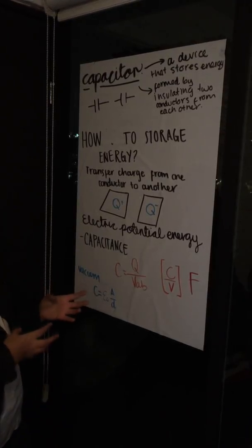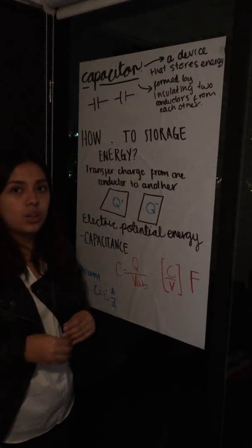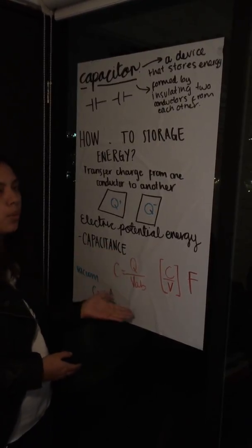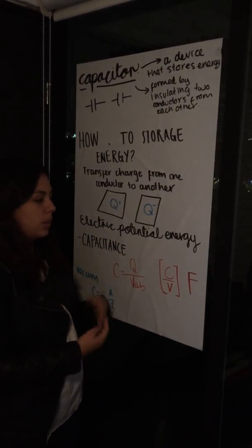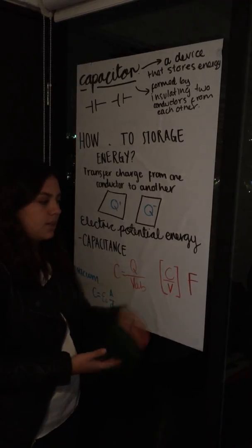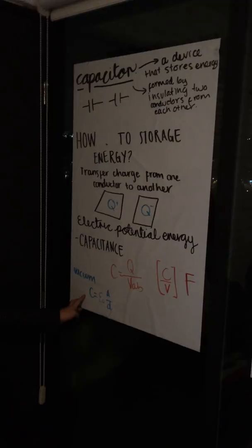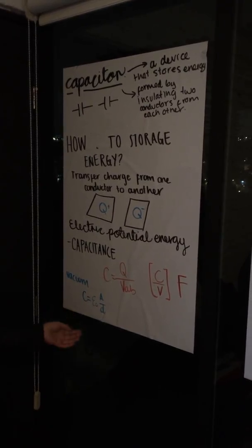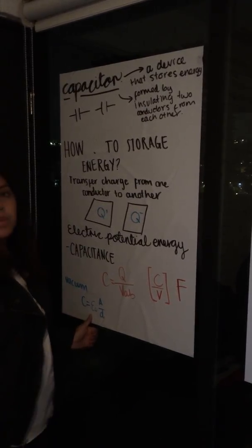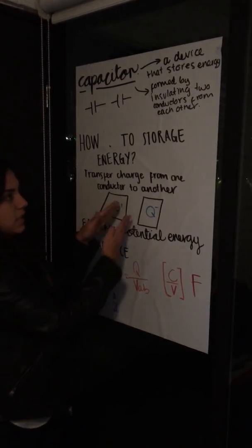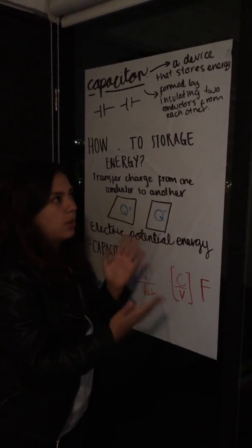Well, the capacitance is how good this capacitor stores energy, and it is given by the charge over the potential difference, that would be Coulomb over volt, the well-known Farad. And in vacuum, we can find that the capacitance is given by the permittivity times the area of the plate over the distance that these two plates are separated by.